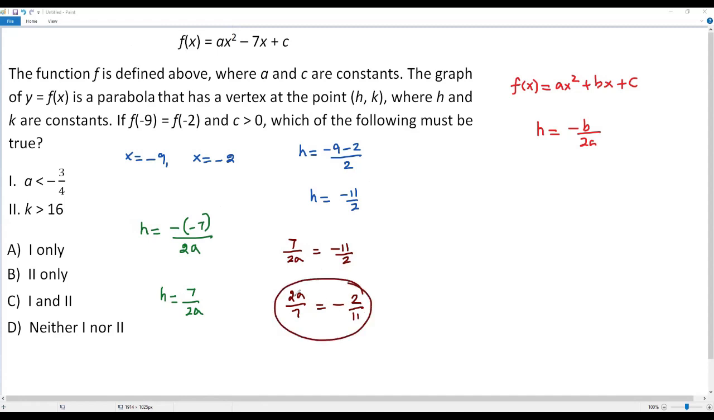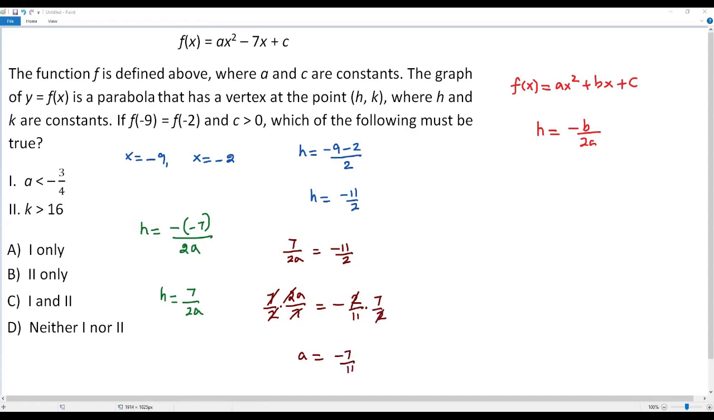Now to solve for a in this equation, I have to get rid of the fraction 2 over 7 which is multiplied by a. Let me multiply both sides of this equation by the reciprocal of the fraction, that is 7 over 2. Let me do it. Then this 7 will cancel out, 2 cancel out. I'm getting a on the left side. Here this 2 will cancel out. I'm getting negative 7 over 11.